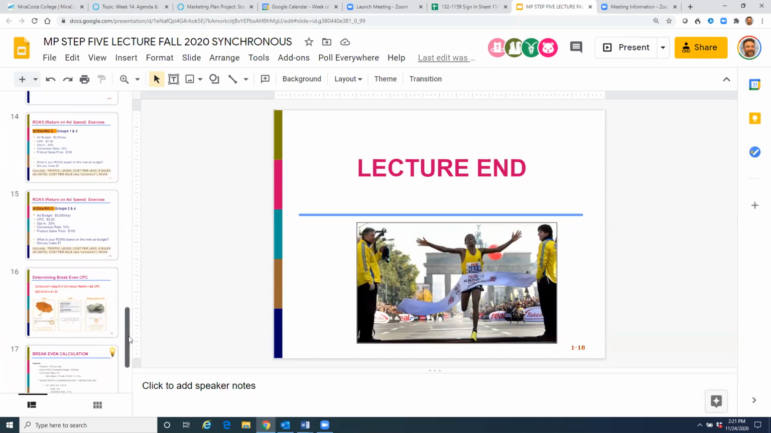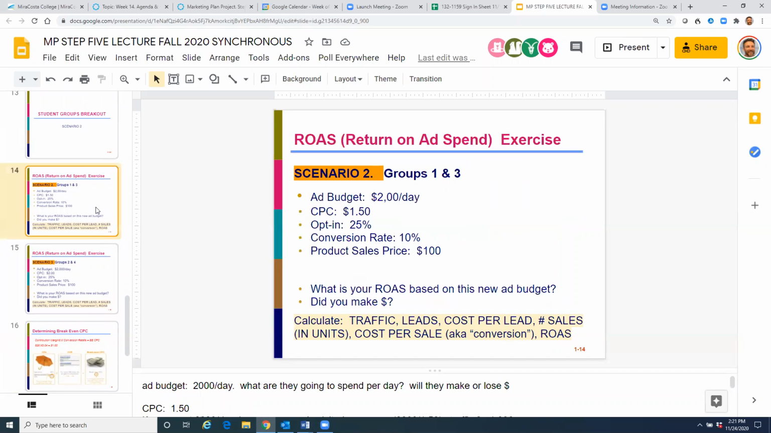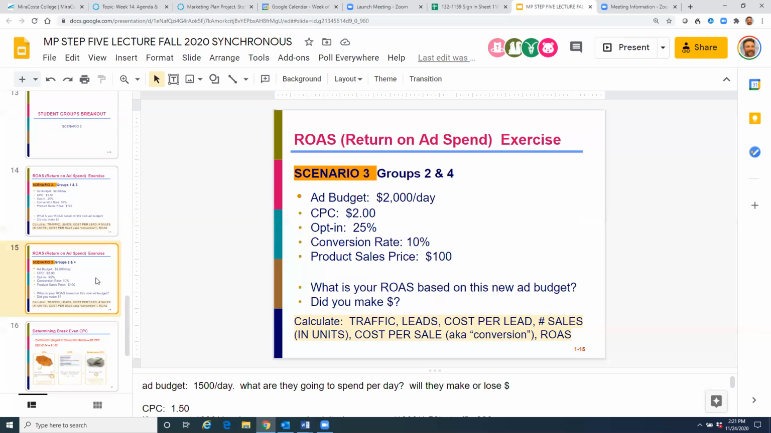Okay. So I'm going to put you into either scenario 2 with these numbers, that's slide 14, or I'm going to put you in scenario 3, slide 15 with these numbers. And what you want to do in your group is take about 10 minutes and see if you can crunch down to a return on ad spend.